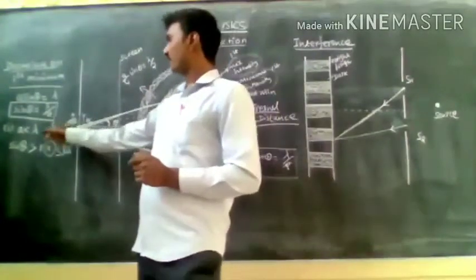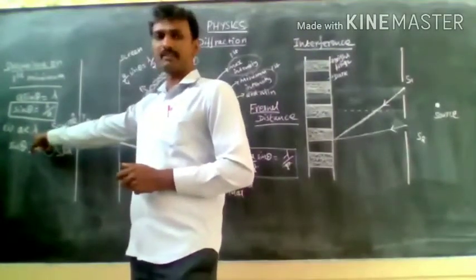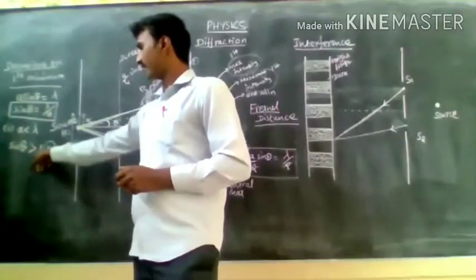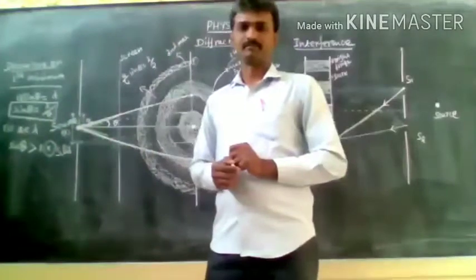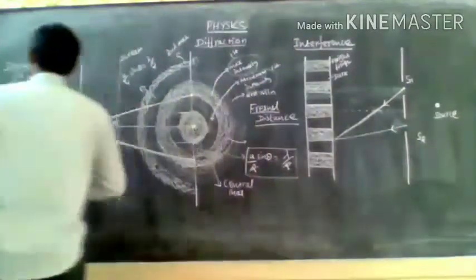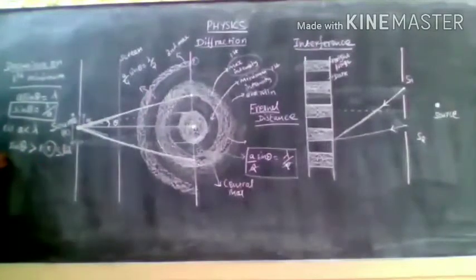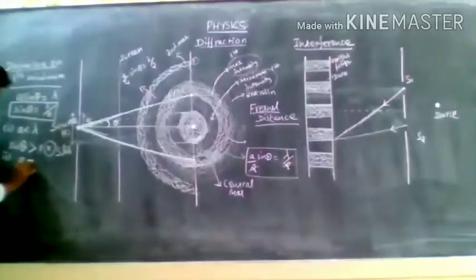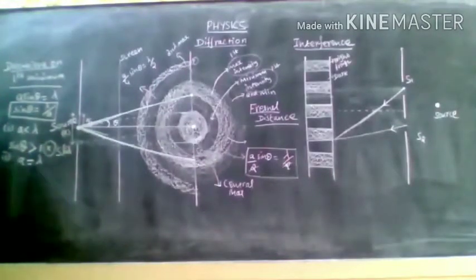Because suppose the size of the slit is lesser than the wavelength of the light, we get the result sin theta is greater than 1. It is not possible. So the diffraction is also not possible. Next, condition number 2. Suppose the size of the slit is equal to the wavelength of the light.